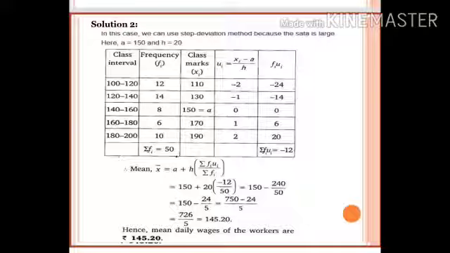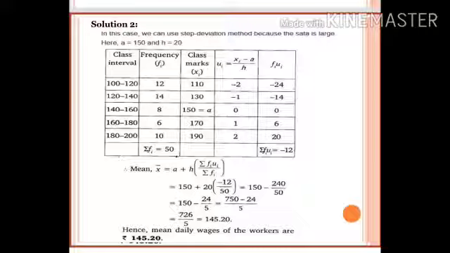Now ui equals xi minus a upon h. You subtract a, which we are taking as 150, our assumed mean. So 130 minus 150 upon 20 comes out to be minus 1, then minus 2, and downwards if you move it is 1, 2. So fiui is 12 into minus 2, minus 24; 14 into minus 1, minus 14; 8 into 0, 0; 6 into 1, 6; 10 into 2, 20. So sigma fiui equals minus 12.